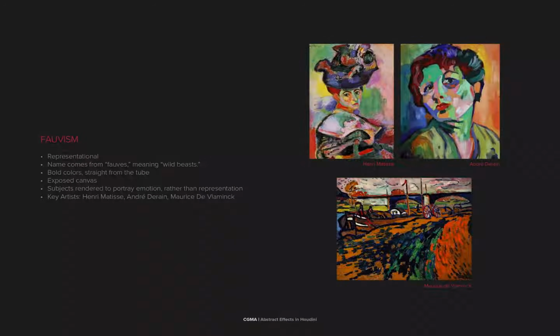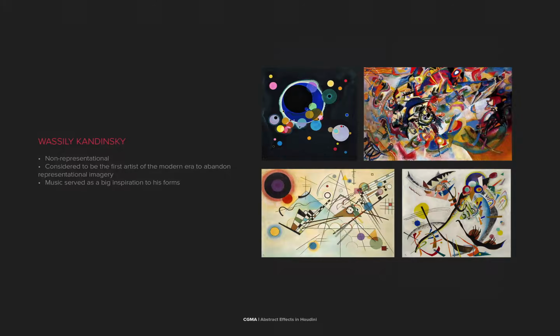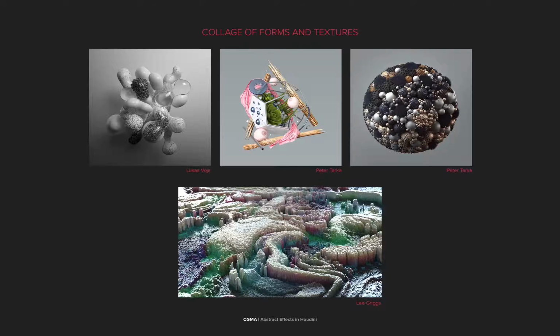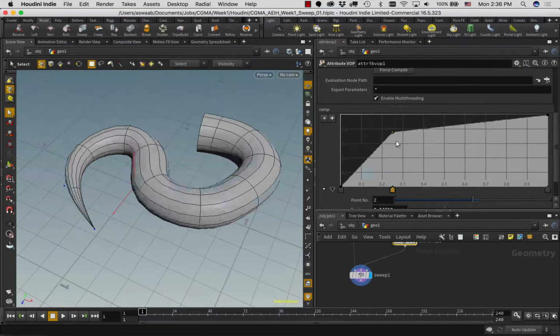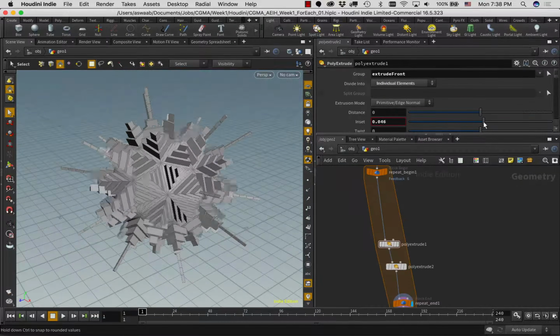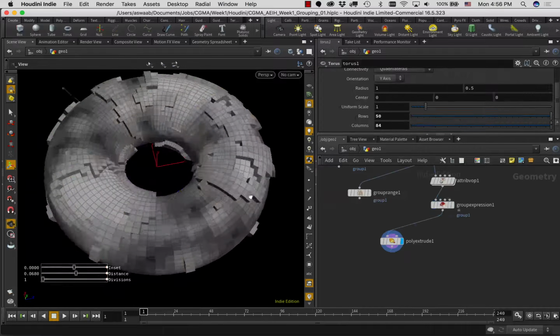In this course, we start out with a discussion about abstract art and where modern computer graphics fits into this field. From there, we look at some of the modeling tools and strategies for ensuring our designs are truly procedural.